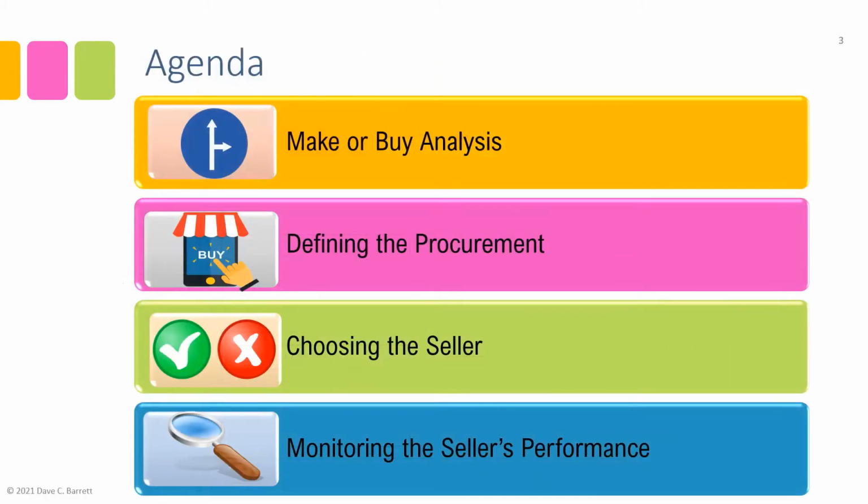So our agenda has the following four items. First, we will talk about something called the make or buy analysis. Then we will talk about and study defining the procurement. Next, choosing the seller, and then finally monitoring the seller's performance.